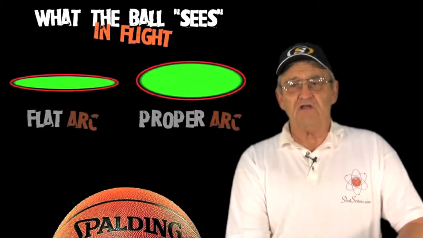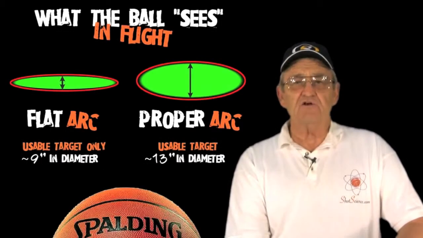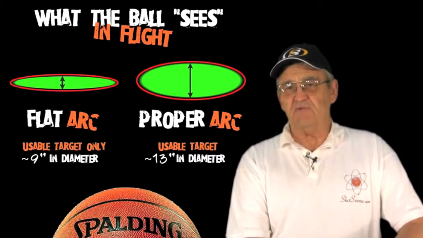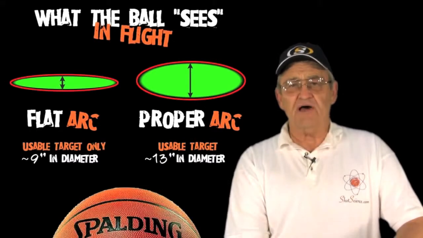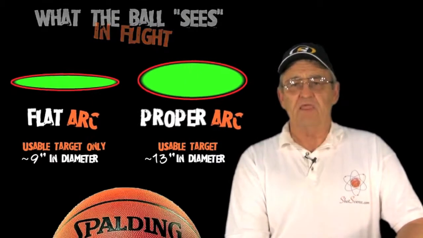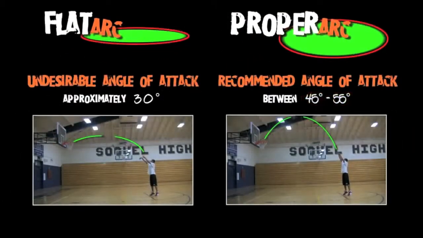The flatter the arc, the more oval shaped that the basket becomes. We can make those shots, there's no question about that, but the thing that we want to do is to be able to shoot the basketball at the largest target possible, so that our percentage of makes goes really high. And the recommended angle of attack on the arc is somewhere between 45 and 55 degrees.